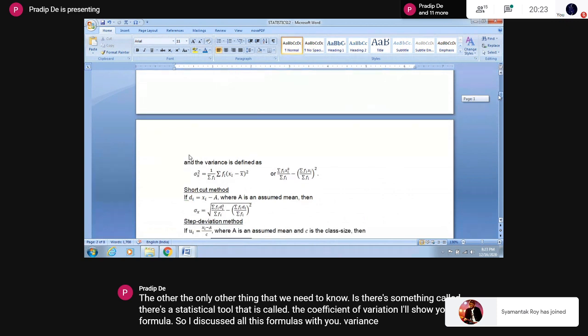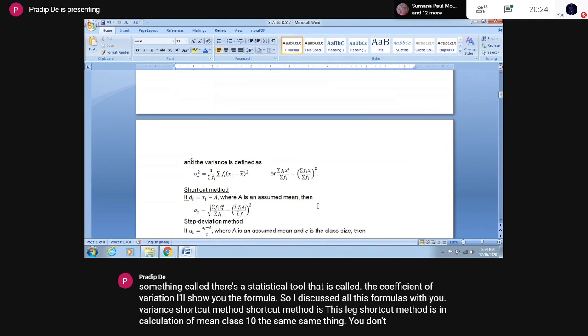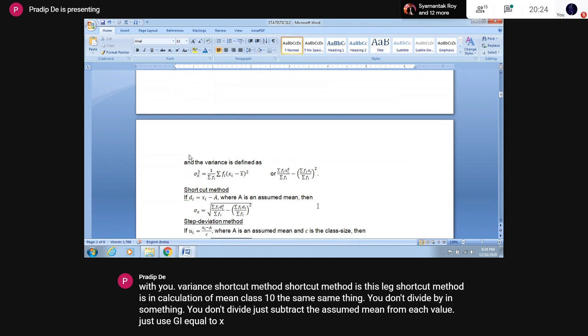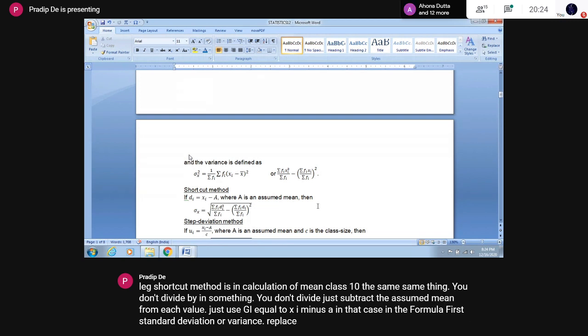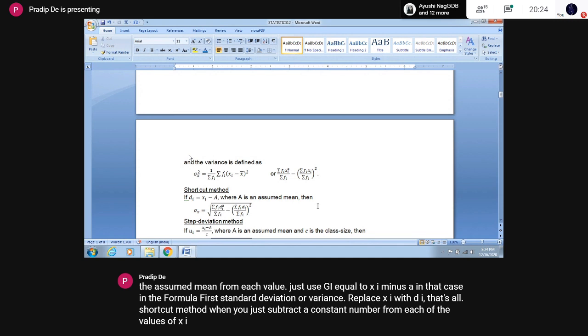Variance, shortcut method. Shortcut method is just like shortcut method in calculation of mean, class 10, the same thing. You don't divide by something. Just subtract the assumed mean from each value. Just use di equal to xi minus a. In that case, in the formula for standard deviation or variance, replace xi with di. That's all. Shortcut method, when you just subtract a constant number from each of the values of xi, then replace xi with di.